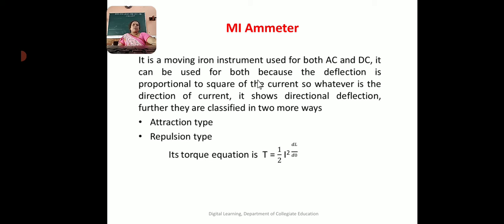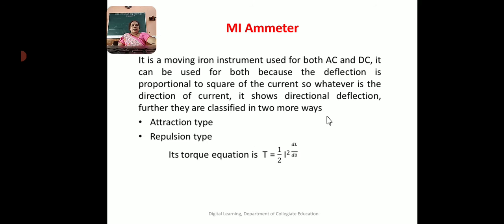Why is it used for both purposes? Because the deflection is proportional to the square of the current. So whatever the direction of the current, the direction is not considered, and it shows deflection in the same direction. Further, this MI ammeter is classified into two types: attraction type and repulsion type.